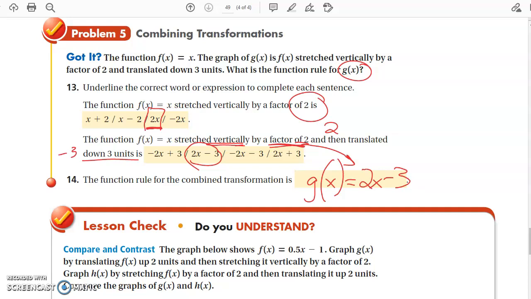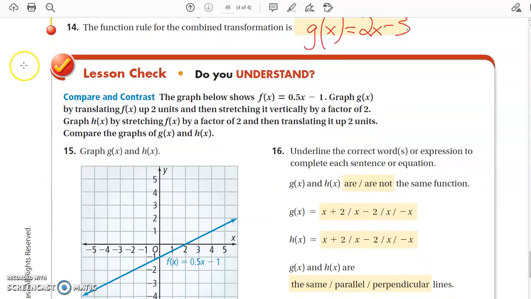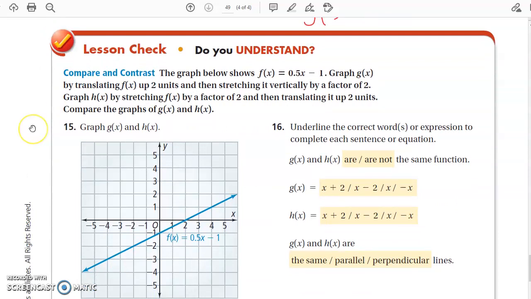So now we have the lesson check, and we'll do the homework together also. Have fun with the lesson check. You're going to draw 3 lines. Well, 1 line's drawn for you, and then you're going to draw 2 more lines to do the rest of it.